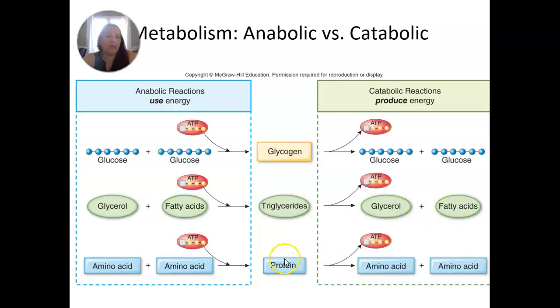And we can say the same thing for proteins. So if we're building a protein, that's going to be an anabolic reaction where we put individual amino acids together using ATP. We end up with a larger molecule, a polypeptide or a protein. When we break proteins down, we release energy, ATP, and we also release the individual building blocks, which again are called amino acids. Okay?